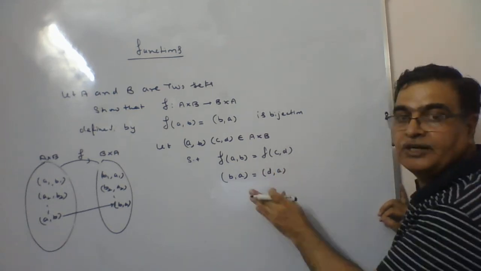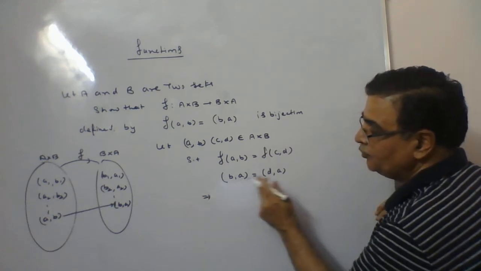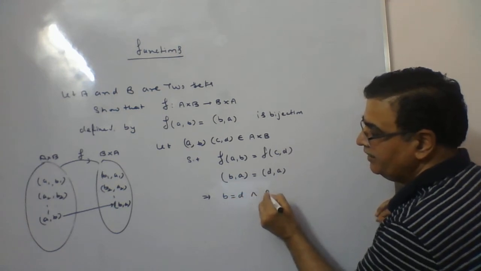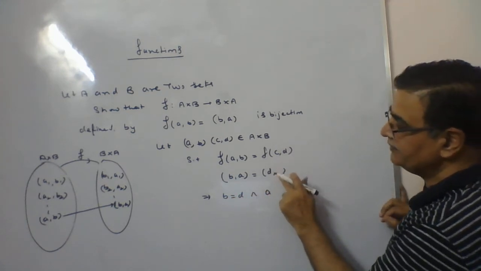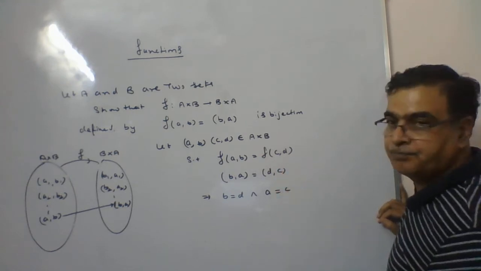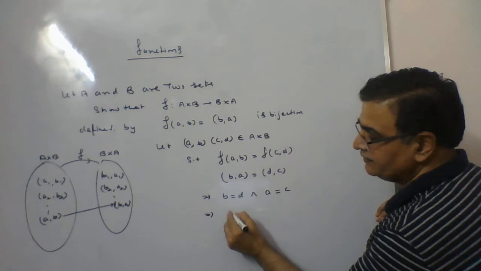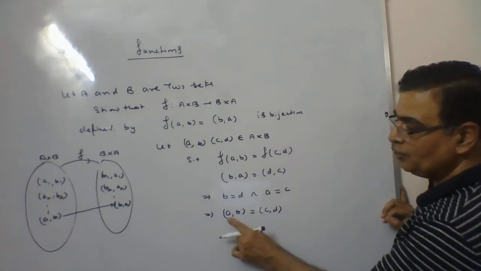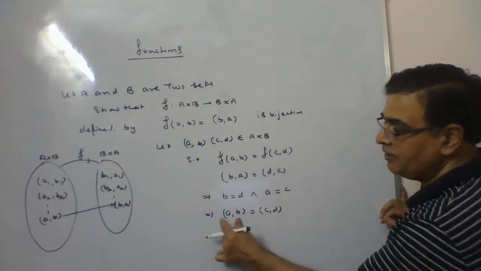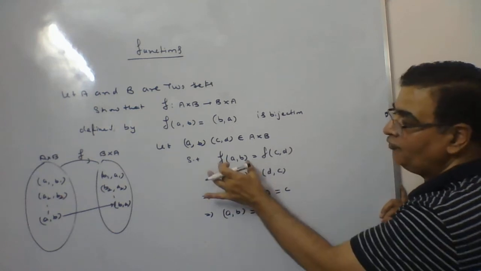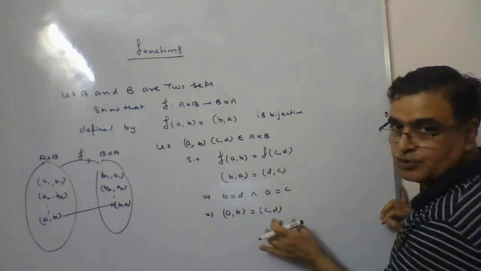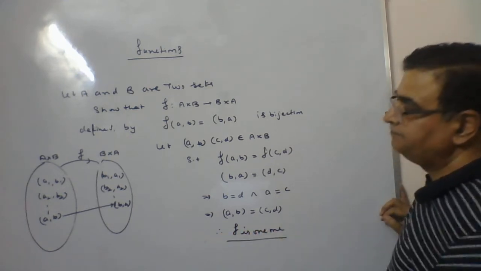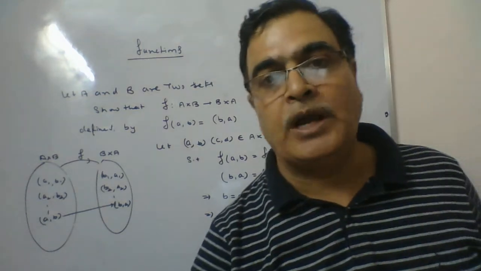And if this condition comes, I told you in the ordered pair, the first element should be equal to the first element, second should be equal to the second. So we'll say b will be equal to d, and a will be equal to c. And if it comes, what you should say, this implies (a, b) comes out to be (c, d), because I told you a is equal to c and b is equal to d. So the ordered pair (a, b) I can write as the ordered pair (c, d). So f(a, b) equal to f(c, d) implies (a, b) is equal to (c, d). Therefore, what I should say, f is one-one function.